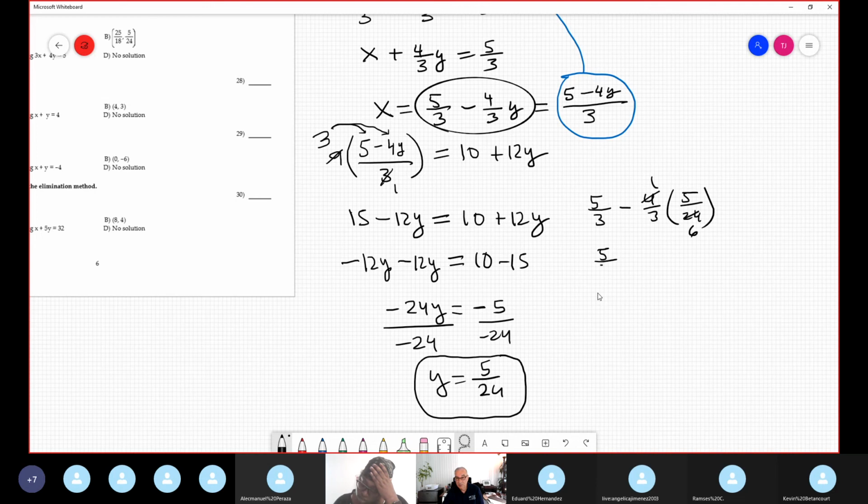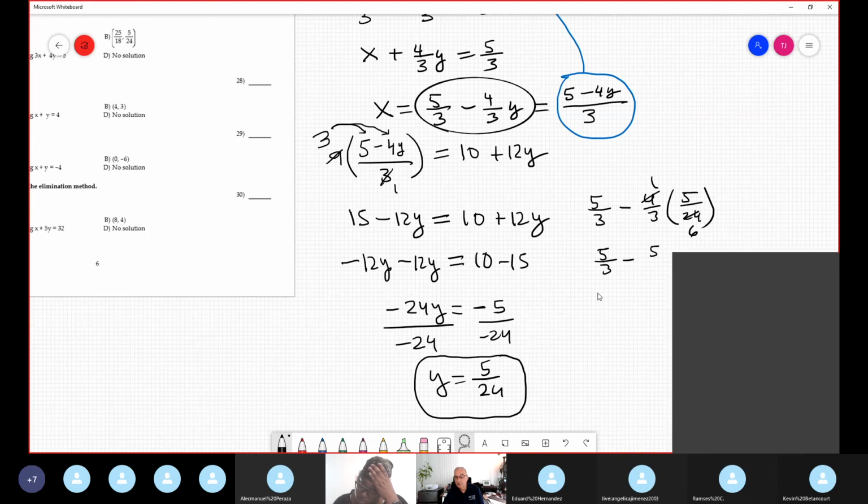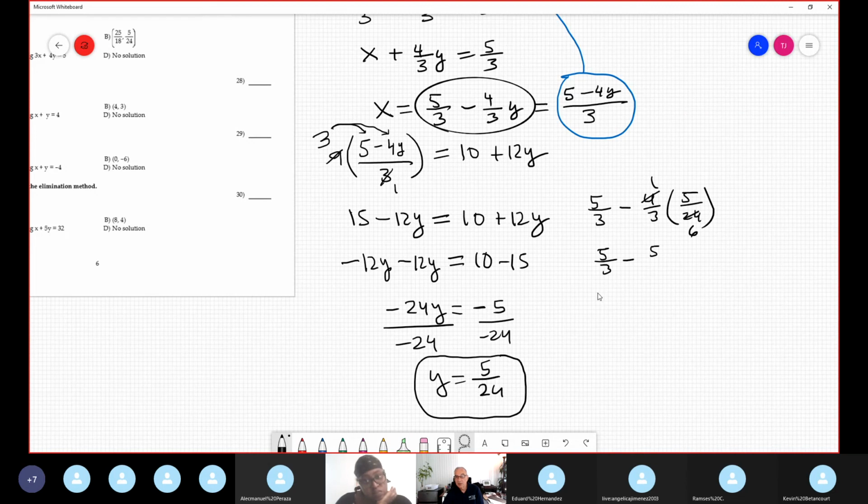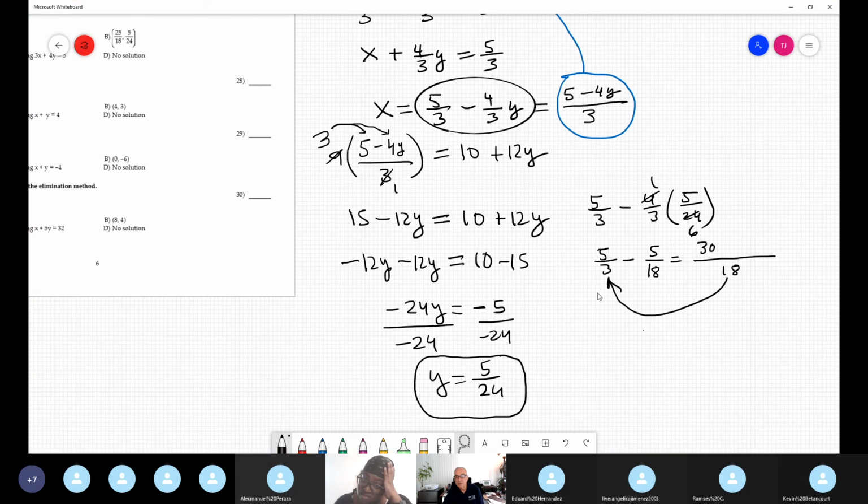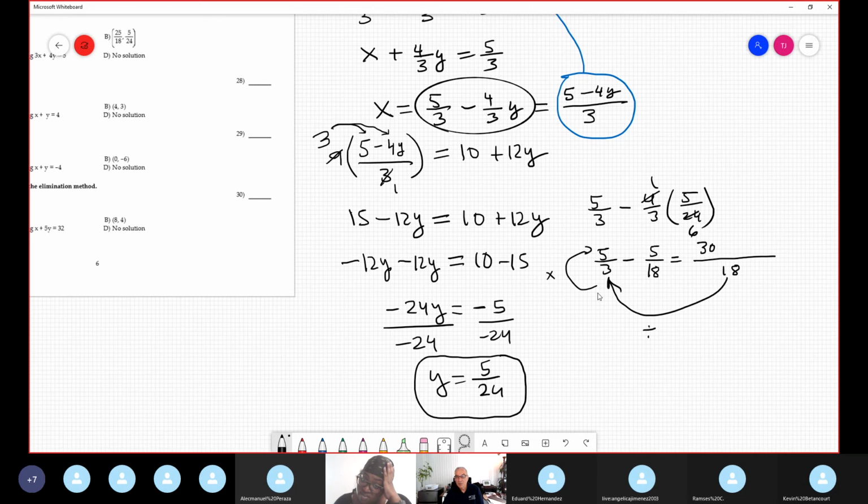Actually, we have 5 over 3 minus 5 over 18, because 1 times 5 is 5, and 3 times 6 is 18. The least common denominator is obvious, 18. 18 divided by 3 is 6, times 5 is 30. So you divide by the denominator and multiply the result by the numerator. 30 minus 5 is 25 over 18, and I suppose we cannot simplify it. Okay, so this is the x value.